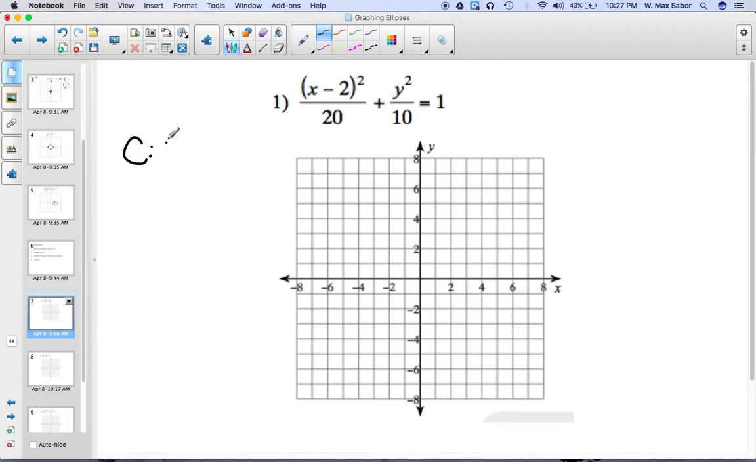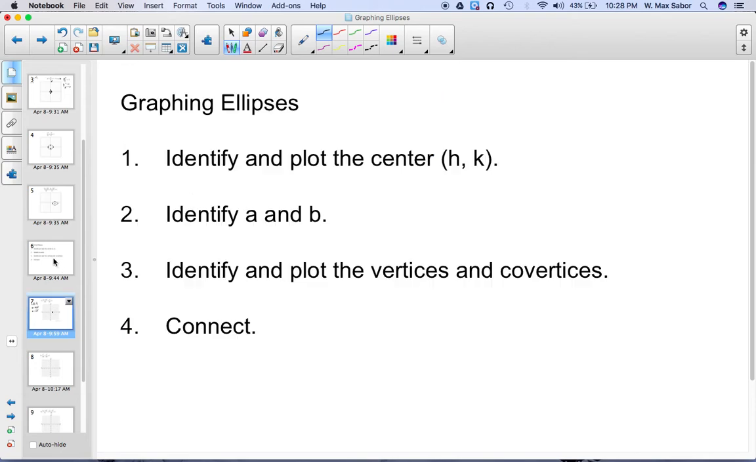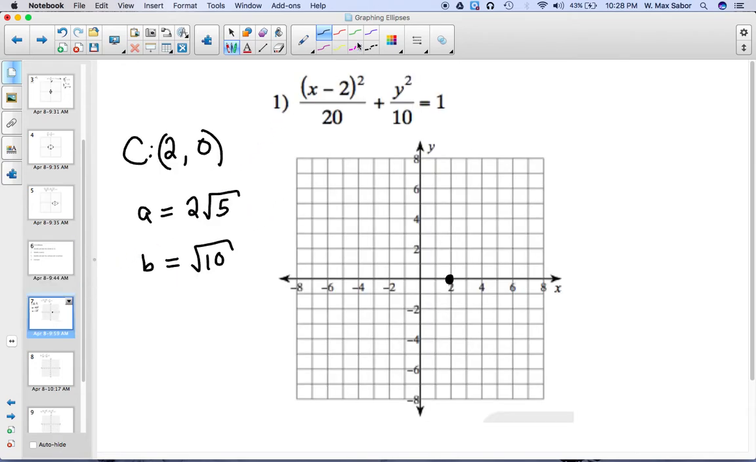So here, let's first identify the center. The center is 2, 0. That's 2 here, 0 there. The length, so now we want to identify a: 20, so that's 2 square root of 5 is a. b is square root of 10. We've identified a and b. Identify and plot the vertices and covertices.